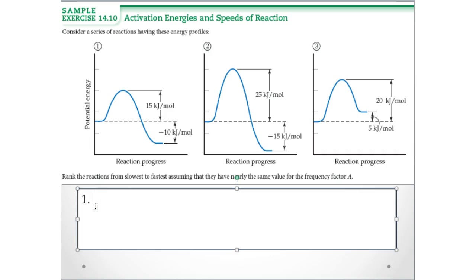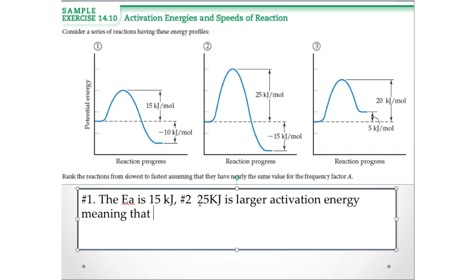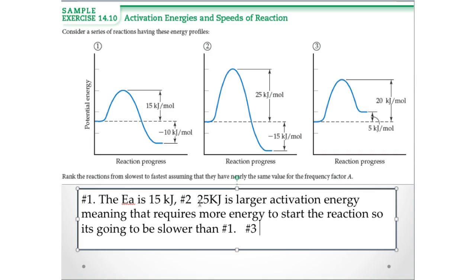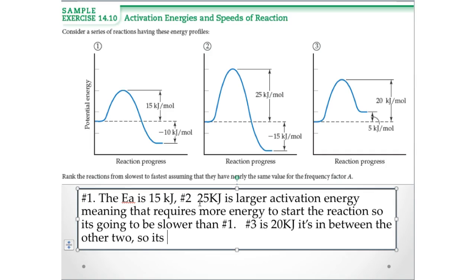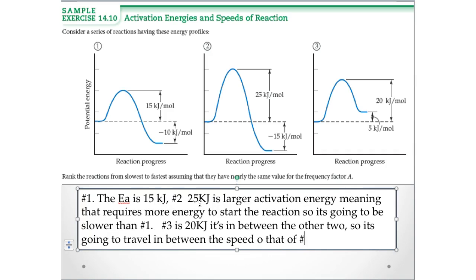According to graph 1, the activation energy is 15, and it's positive. Okay, you know it's going to be positive because you're investing energy. It's always going to be positive. So Ea is 15. For number 2, it's going to be larger. 25 kilojoules is a larger activation energy, meaning that it requires more energy to start the reaction. So it's going to be slower than number 1. Number 3 is 20. It's in between the other two. So it's going to travel at a speed in between that of number 1 and 2.